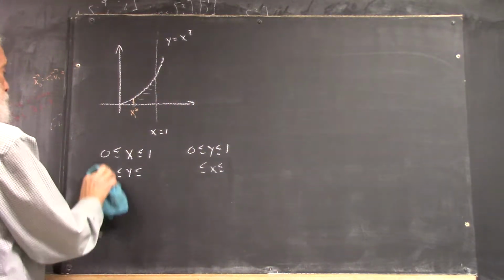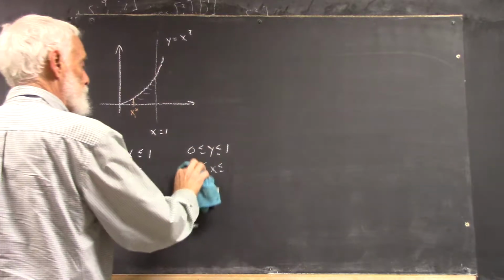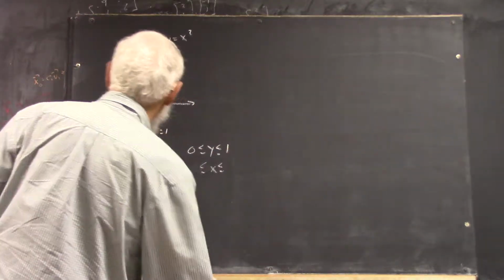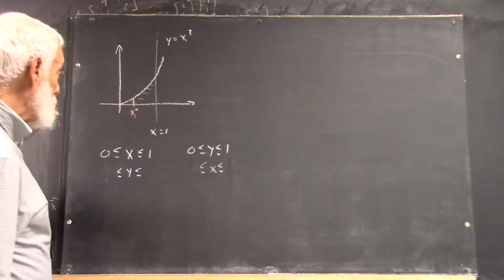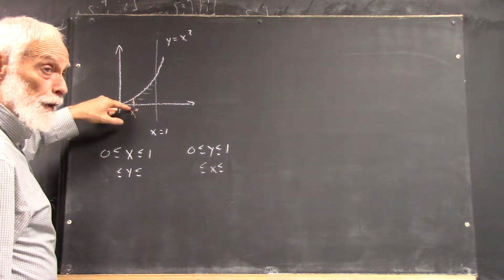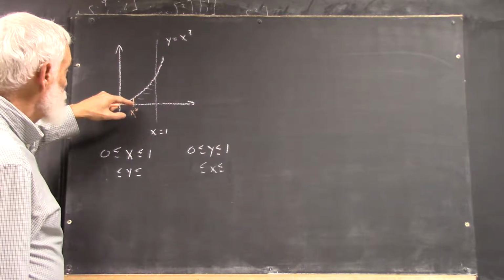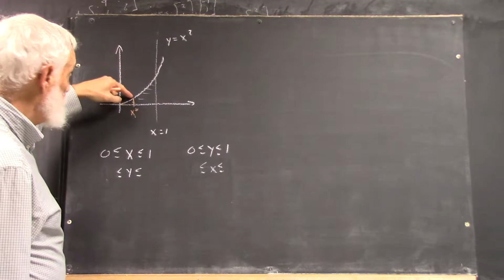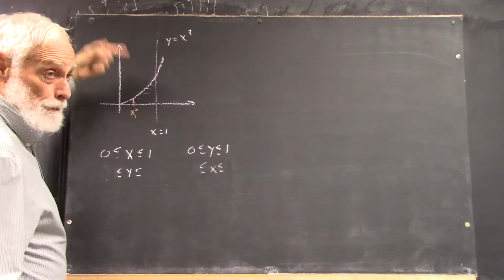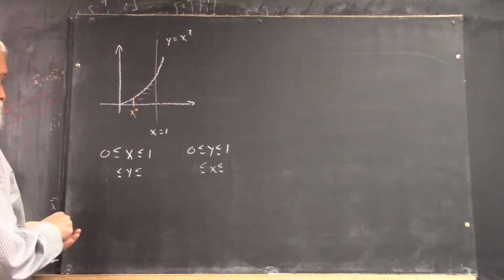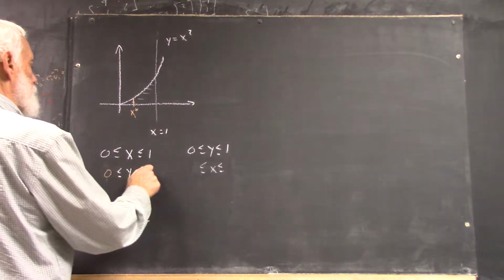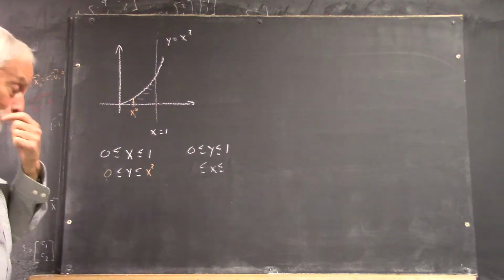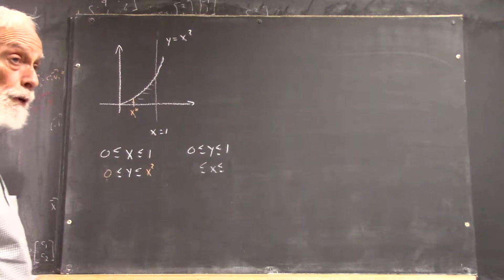Okay. So we see that if x is allowed to go from 0 to 1, if we have a sample xi star here, that y goes from 0 up to, well, xi star squared, obviously. Okay? So that would be 0 less than or equal to y less than or equal to x squared. And you'd set up your integral accordingly.